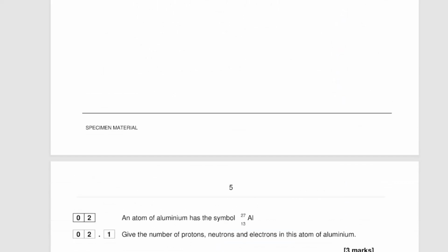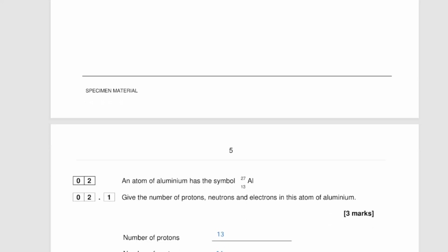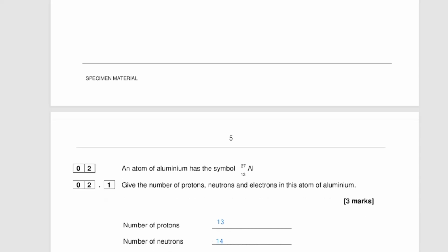Next up, we're given an atom of aluminium with the symbol ²⁷₁₃Al, and we're expected to give the number of protons, neutrons, and electrons in this atom. Now, 27 is the mass number, which is the sum of protons and neutrons, and 13 is the atomic number, which is just the number of protons. So the number of protons is 13, but if 27 is the sum of protons and neutrons, then there must be 14 neutrons. Unless it's an ion, the number of electrons is always the same as the number of protons, which means the number of electrons is also 13.